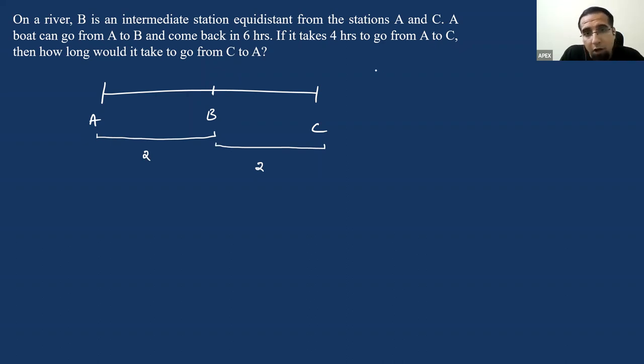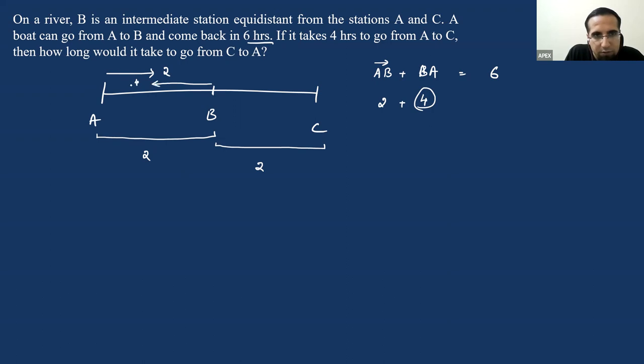Now, going from A to B, and coming back from B to A, we have taken a total of how many hours, guys? 6 hours. So going from A to B is 2 hours. So can I say coming back from B to A is equal to 4 hours? So I repeat, going is 2 hours, coming back is 4 hours. On the top, I'm writing the to journey, and on the bottom, I'm writing the fro journey.